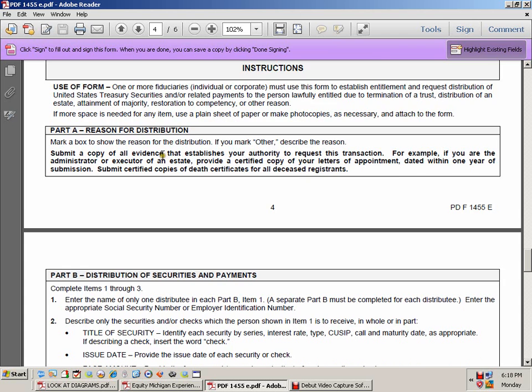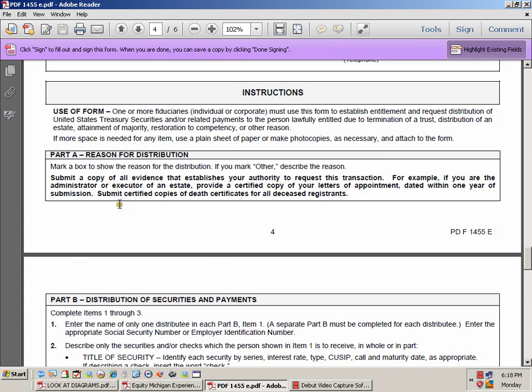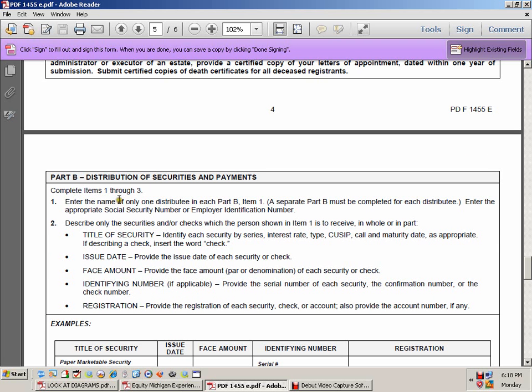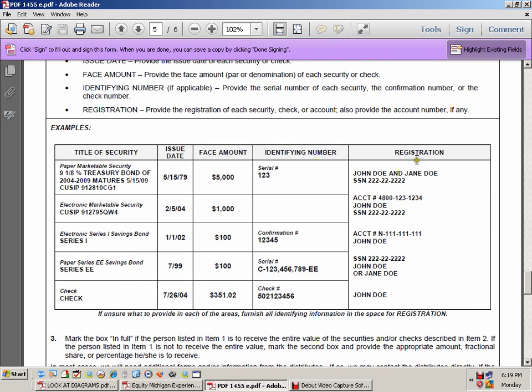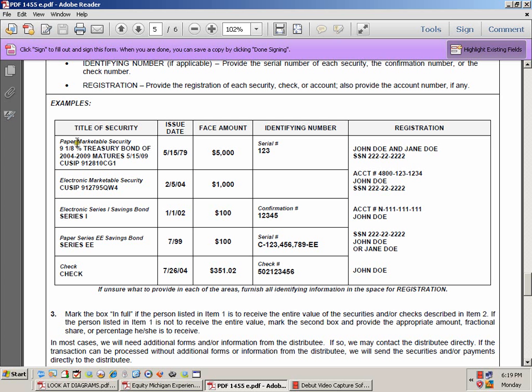So the thing is, now let's get down to the instructions, right? And we had this thing here where enter the name of only one distributee in each Part B. Okay. So just one person, it's yours, so there's only going to be one. Provide the registration of each security, check or account. Also provide the account numbers, if any. Now, the reason I'm saying this is this shows you how to fill out that block where they're asking for all this information. But it says here, if unsure what to provide in each of the areas, furnish all identifying information in the space for registration.